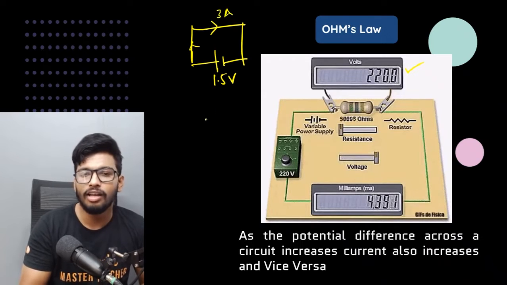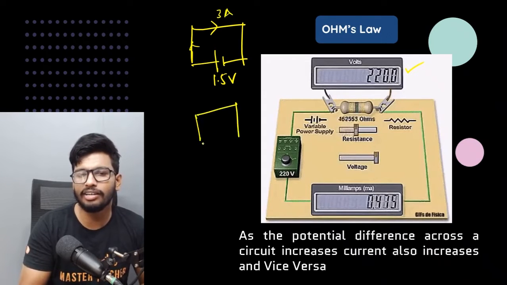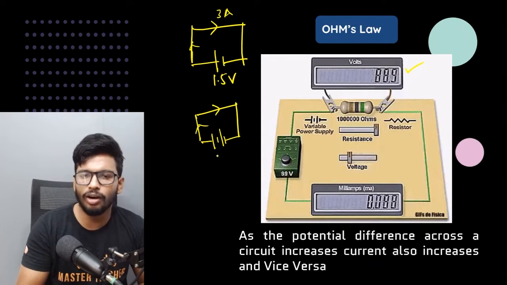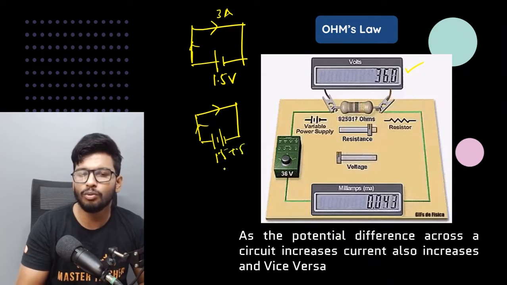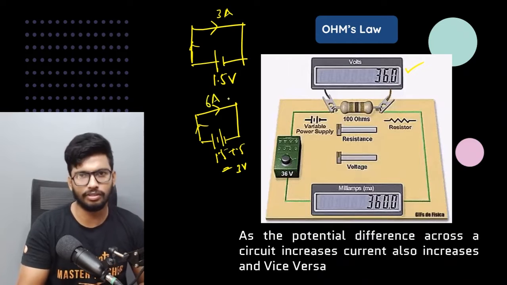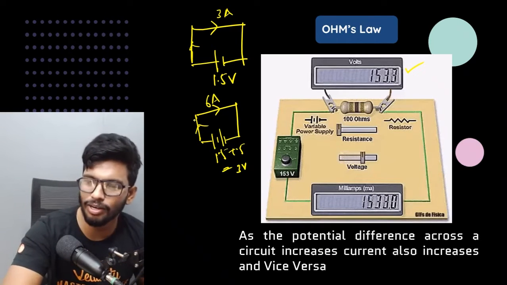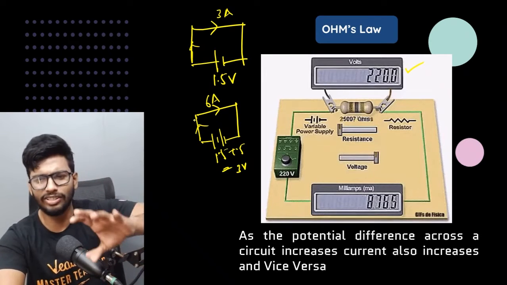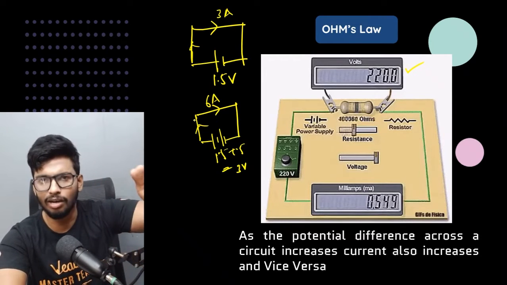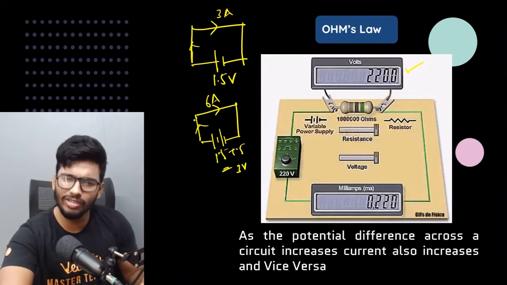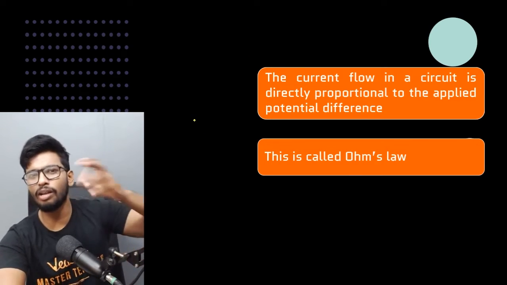To give you an example, let's say instead of one battery, I connect 2 batteries now. I connect 2 cells, so basically it's a battery. When I connect 2 batteries, it's 1.5 plus 1.5. So what is the total potential difference? It's 3 volts. So the current value will increase to 6 amperes. So as I increase the potential difference, the current is also increasing. That is what I'm trying to say. It's not that it's always going to be double. Here you can see that the current value is double the potential difference. It's not always the case, but this is just an example to help you understand this.